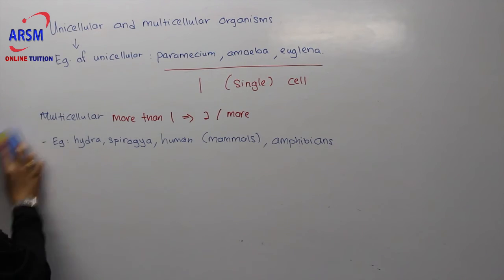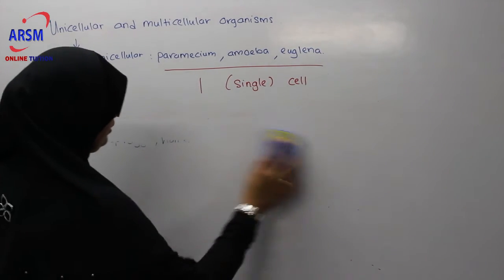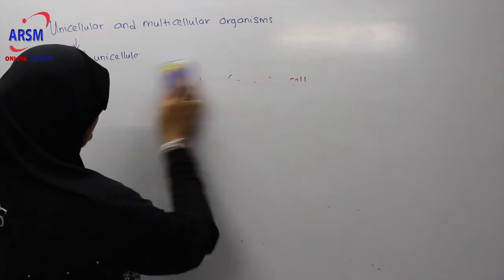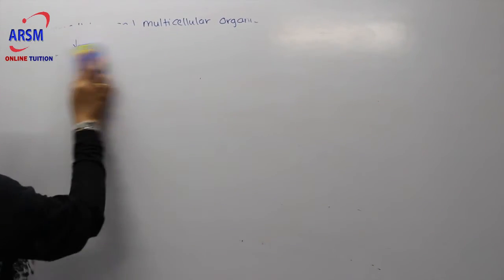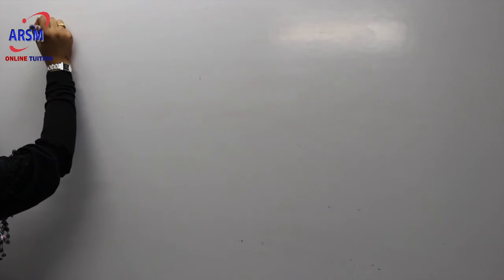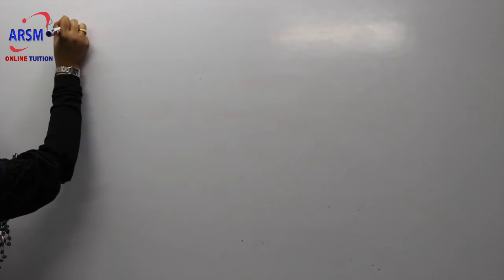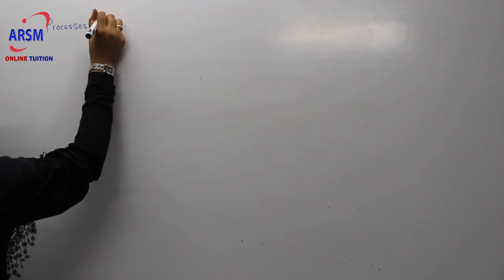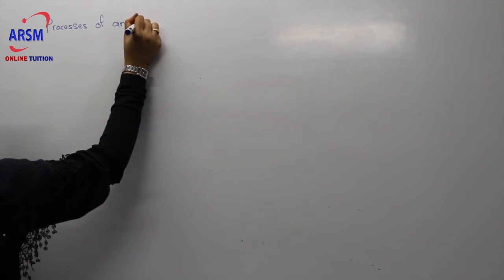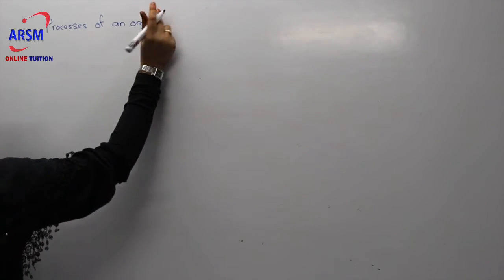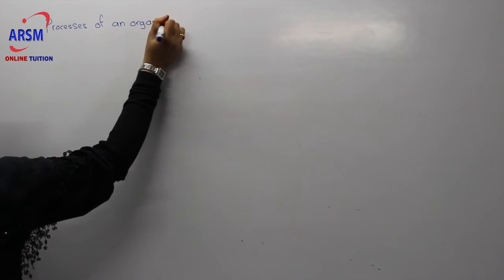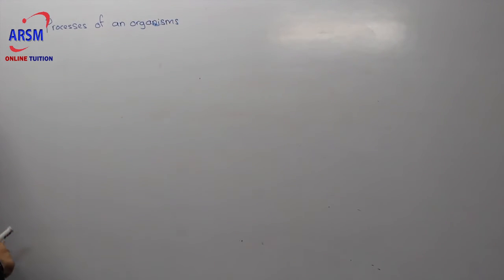Okay, now we talk about life processes. There are a lot of life processes, or in Malay we call it proses kehidupan. Okay, a lot. When we talk about processes, we have processes of organisms. Such as what do we have?